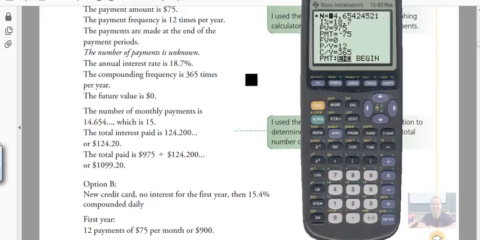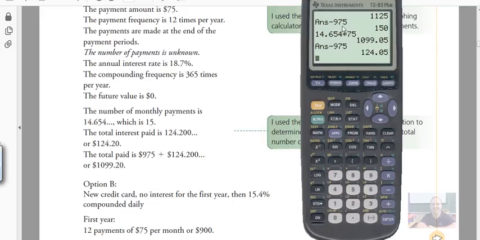Okay. So just a note here, in this case, you do have to use the exact number of payments. Now they say which is 15. It is 15 payments, but that last one wouldn't be 75. It would be whatever's left over at the very end. So this is the exact number of payments times $75. That's what we did here. Is this $1,099.05 minus the original price. That's the interest.